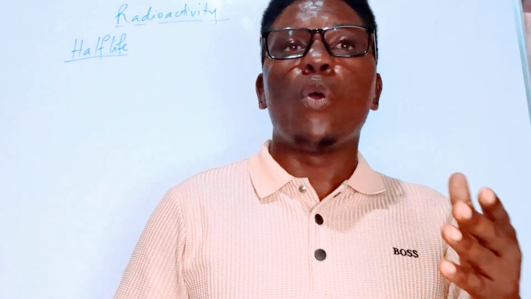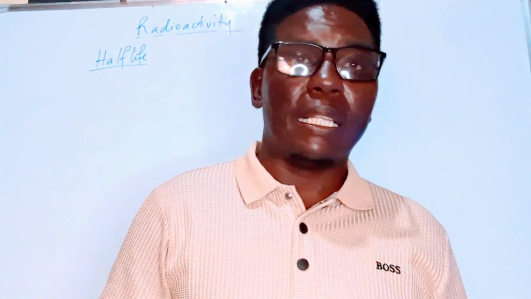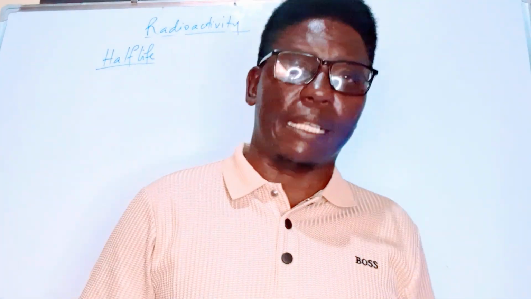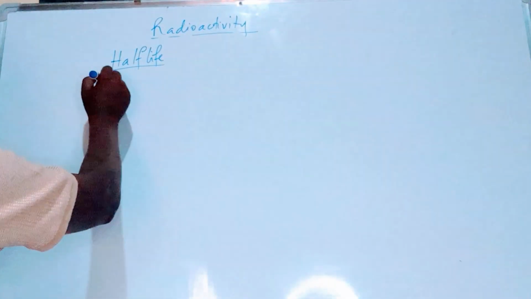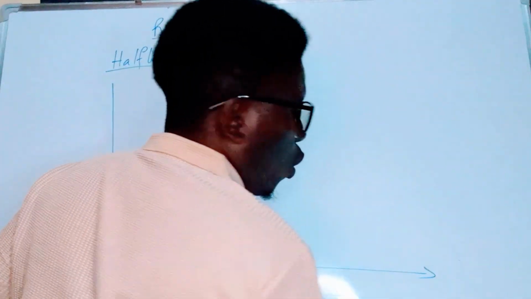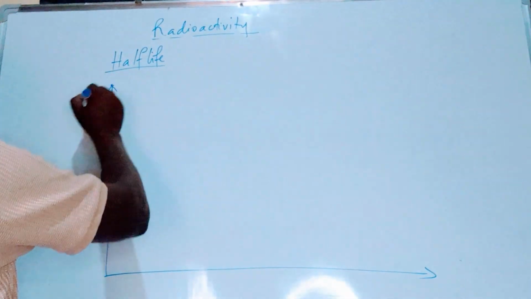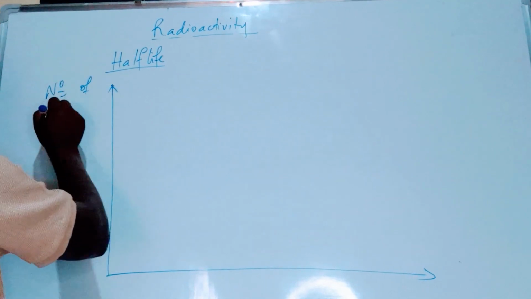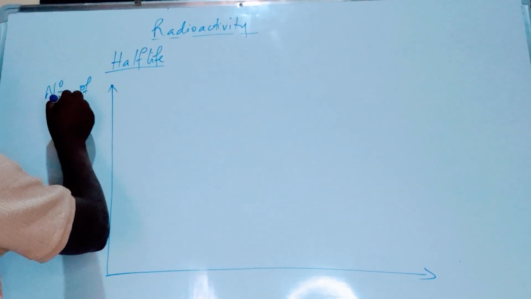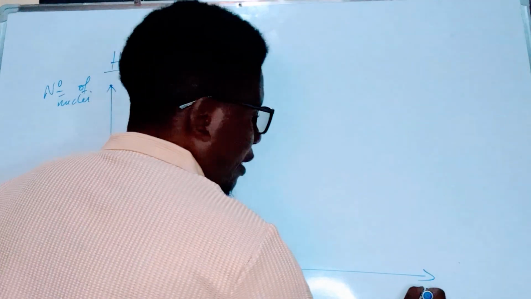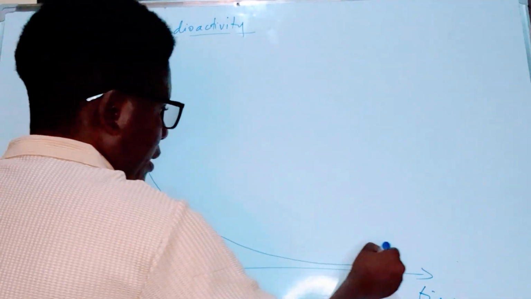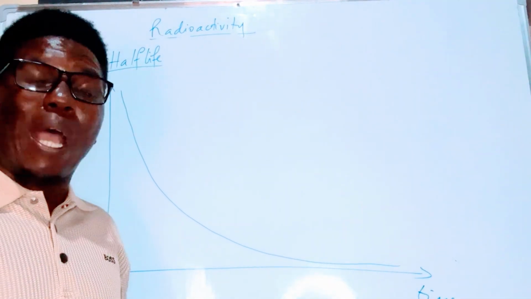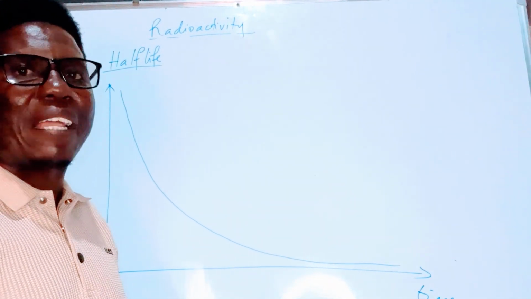And today, we all know that the graph of radioactivity is a decay curve that I'm going to draw here so that people can understand the definition of half-life graphically. So we are going to have our graph here, and here there is number of nuclei, and here there is time. And the graph is like this. It's a decay curve.